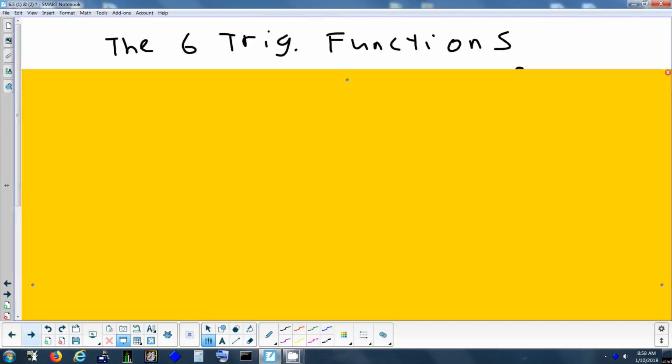All right, so we've looked at the 6 trig functions before in terms of a unit circle. We said before sine was y, cosine was x, tangent was y over x. Well, now we're going to define them in a similar way, but using different terms. What was y we're now going to call opposite. What was x we're going to call adjacent.